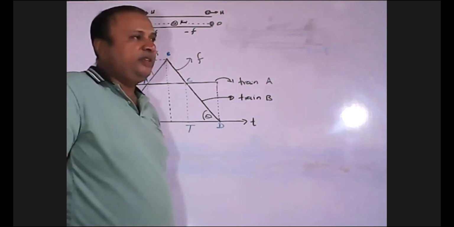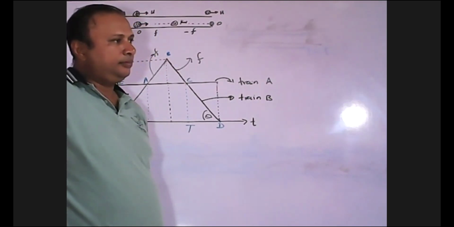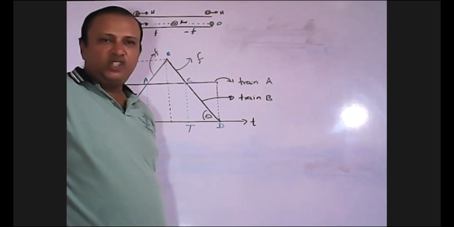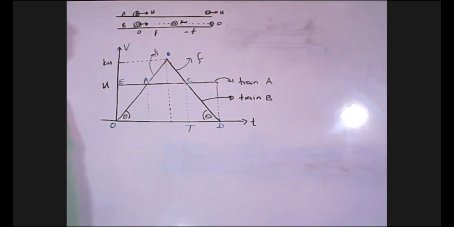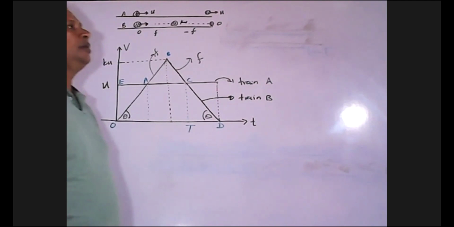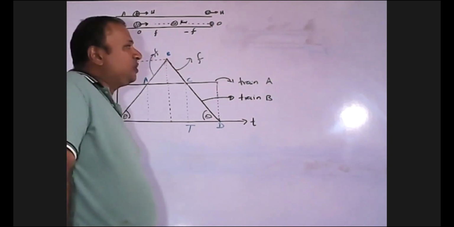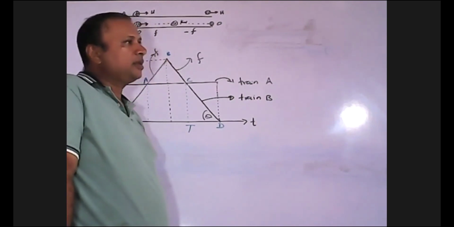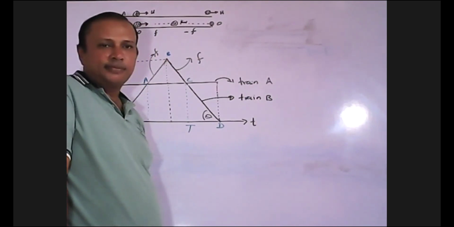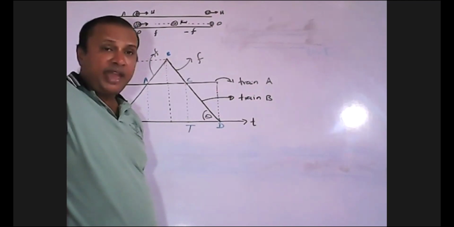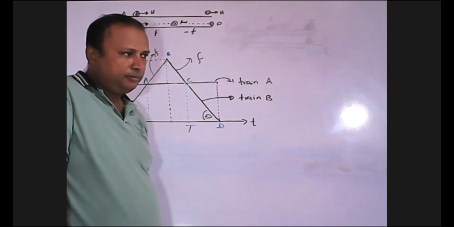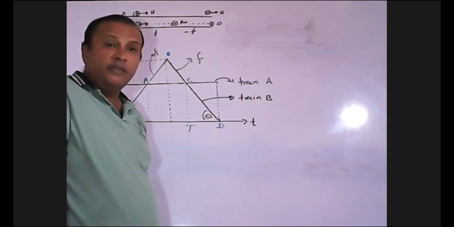If any vehicle needs to pass another vehicle, the velocity of the first vehicle should be greater than the velocity of the second vehicle.